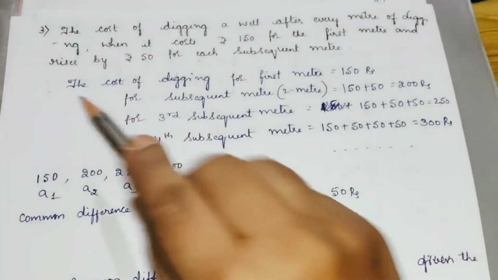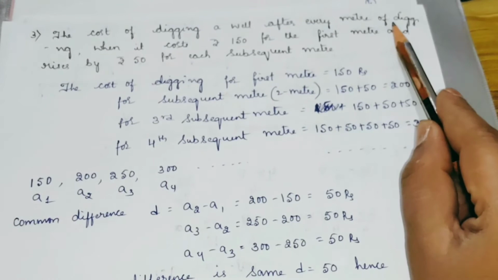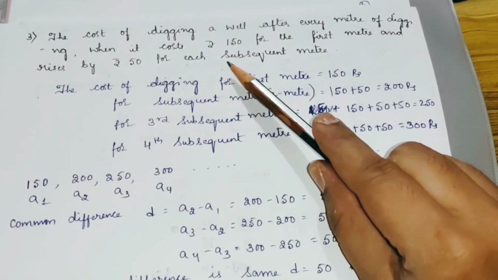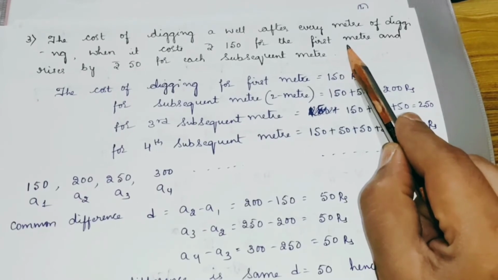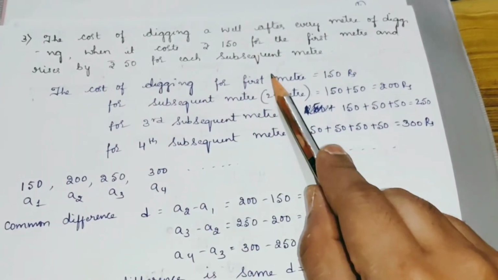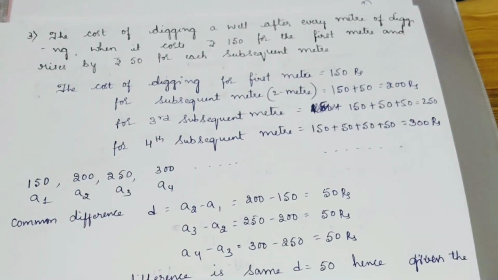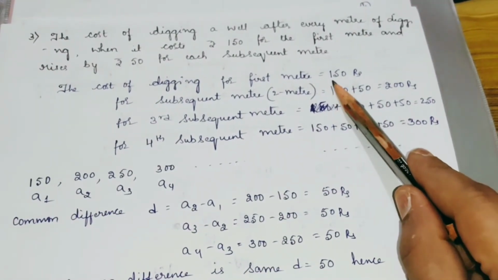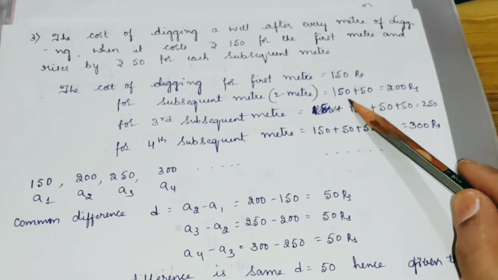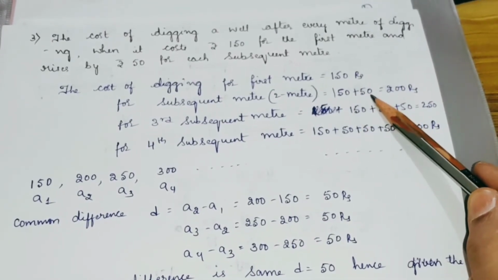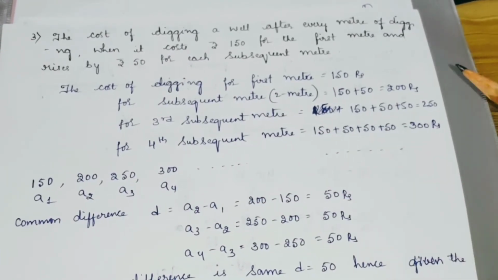Question number 3. The cost of digging a well after every meter of digging, when it costs rupees 150 for the first meter and rises by rupees 50 for each subsequent meter. Please understand the question. If you dig for 1 meter, it is 150 rupees. For each subsequent meter, you have to add 50 rupees. Just like the first problem, the taxi problem I have just explained.